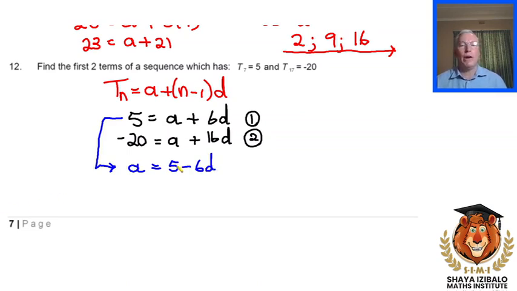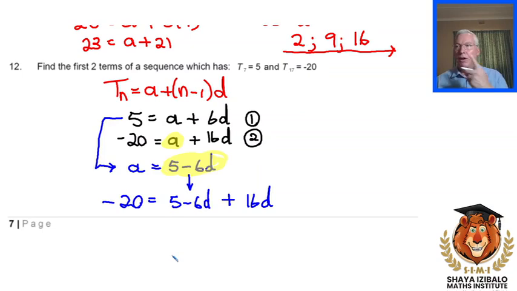And if we take that expression for a, and we put it into this equation, then we will only have one variable again. This method is called substitution, because what we are doing is we're substituting into this equation, negative 20 equals a plus 16d, but instead of writing a, I'm going to write 5 minus 6d. I'm going to substitute it in. How many different types of variables in there? Only one, d. So we can now solve.